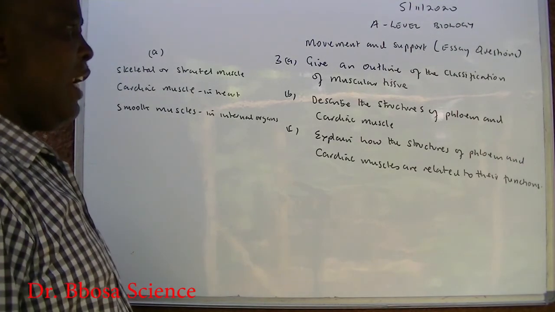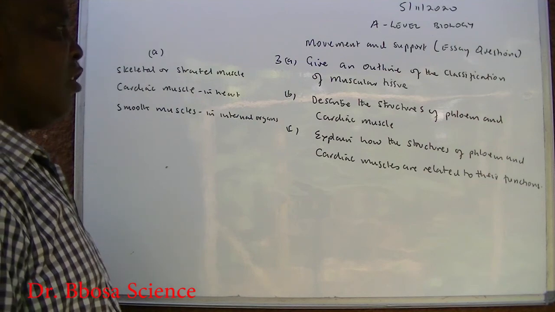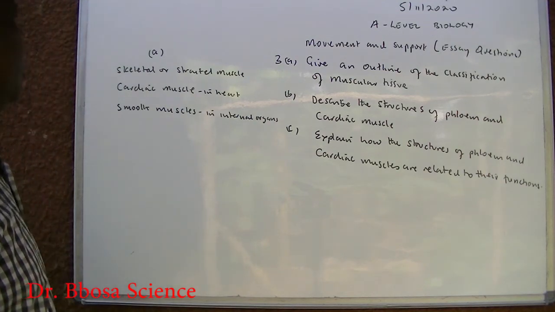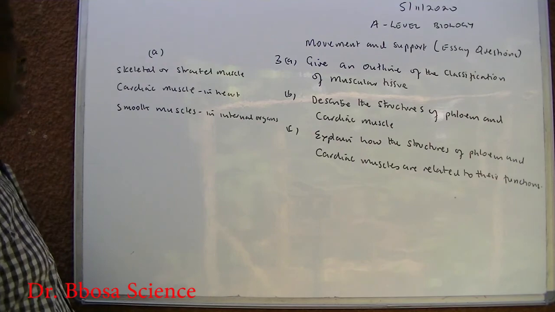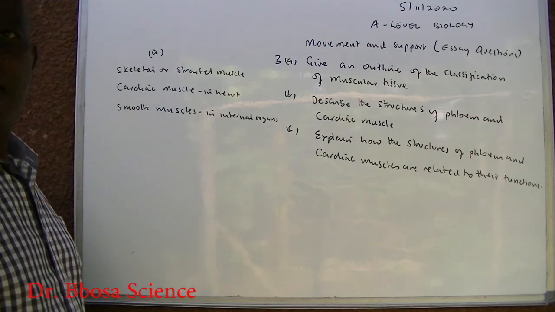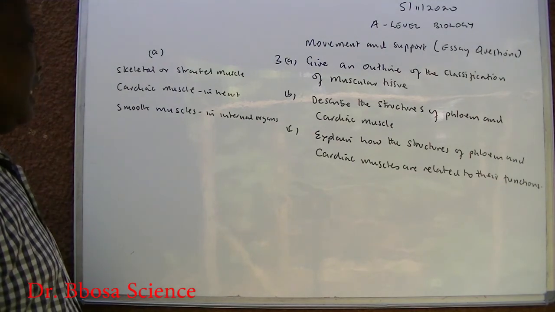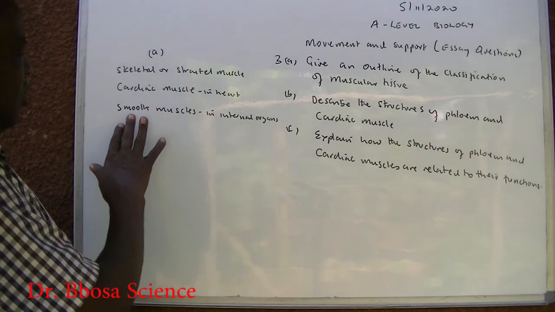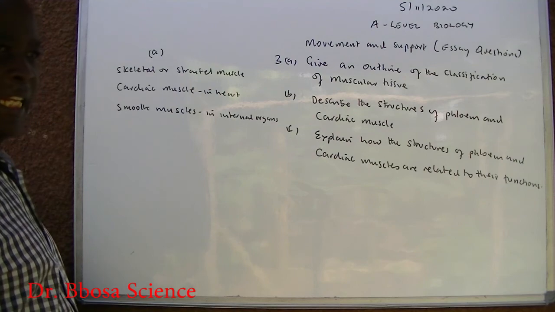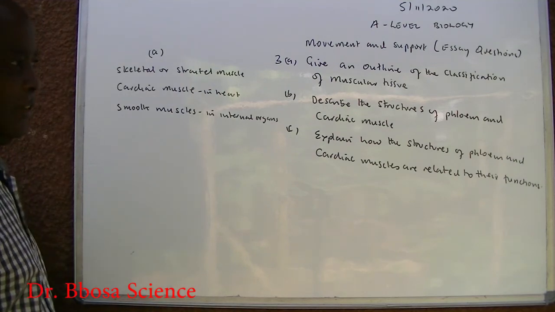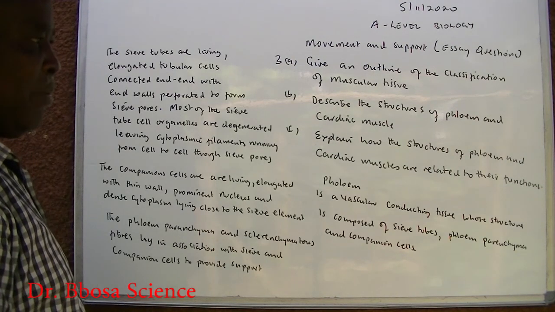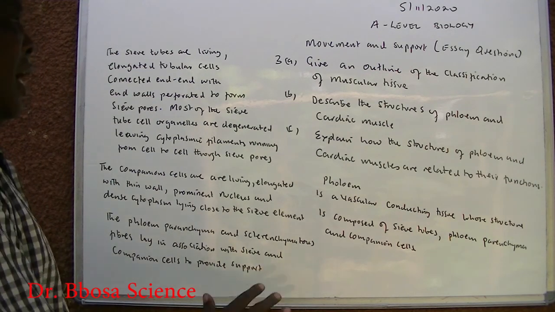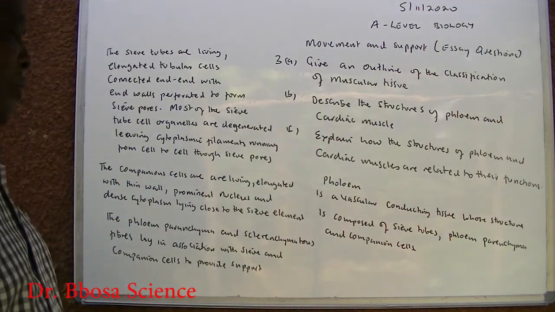3A. Give an outline of classification of muscular tissue. We have skeletal muscles or striated muscles attached to the skeleton. We have cardiac muscles in the heart. We have smooth muscles in internal organs. Part B. Describe the structures of phloem and the cardiac muscle.